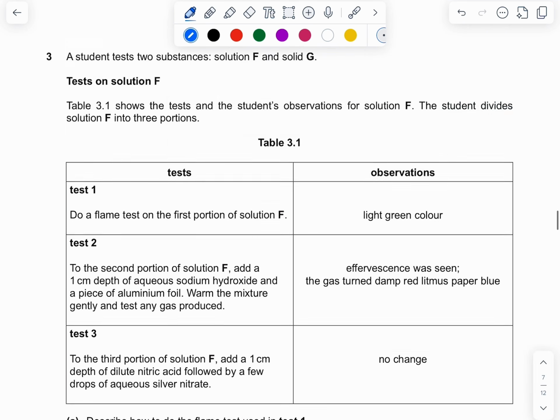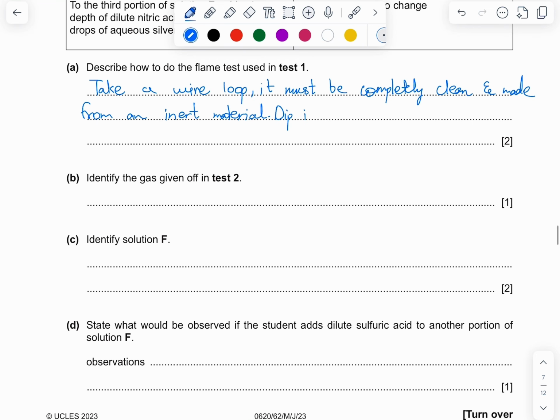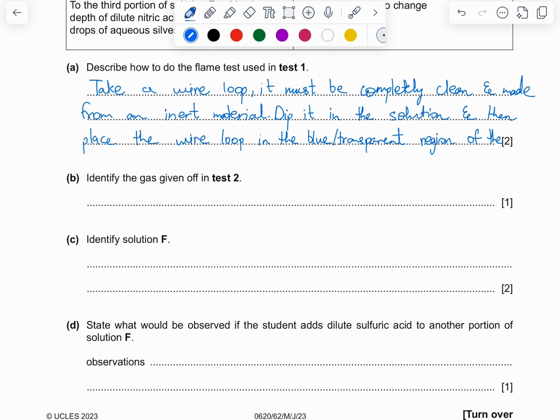Now because we are doing test 1 and test 1 is solution F, it is a liquid, so we say dip it in the solution and then place the wire loop in the blue or transparent region of the Bunsen flame and observe the flame color. This is how you do the wire loop test.